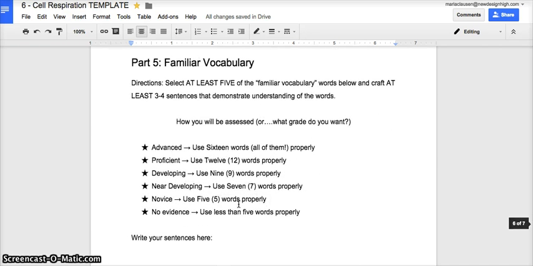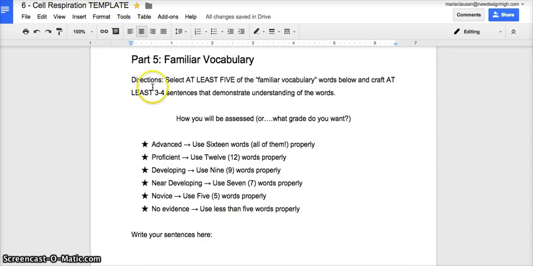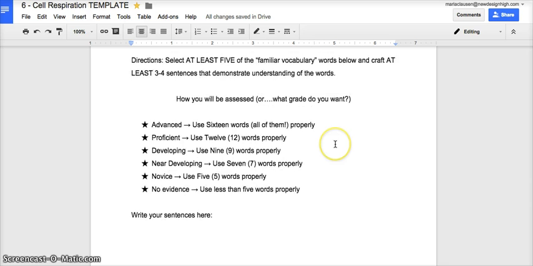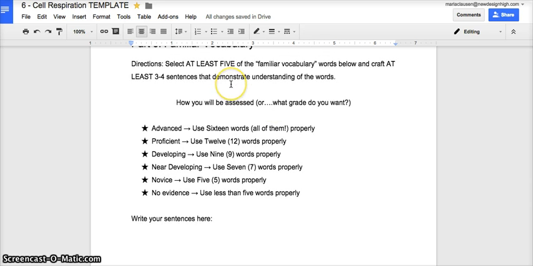The last section is familiar vocabulary. You're going to select at least 5 of the familiar vocabulary words listed below and craft at least 3 to 4 sentences that demonstrate understanding of these words. How will you be assessed, or what grade do you want for this section? There are 16 words below. If you use all of them properly, you'll have advanced. Proficient is 12, developing is 9, near developing is 7, and the barest of minimum, a novice, is 5. So again, at least 5 will get you a novice.